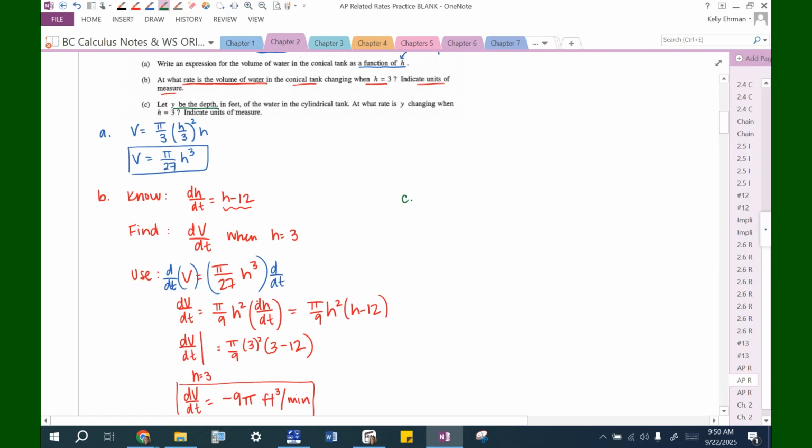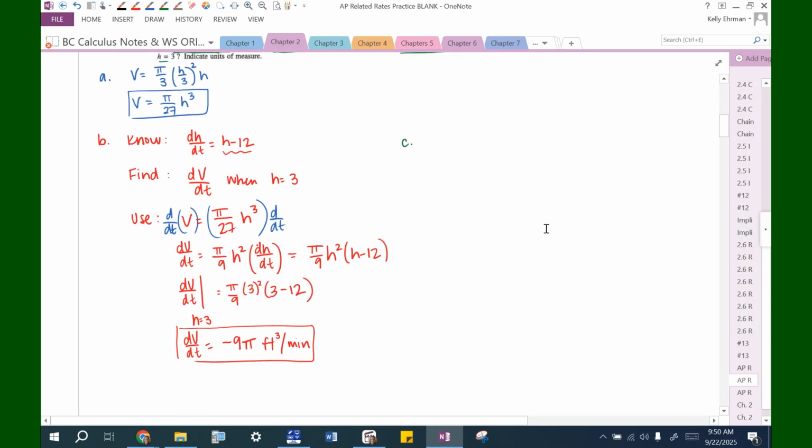Let y be the depth in feet of the water in the cylindrical tank. At what rate is y changing when h equals 3? Indicate units of measure. So this is another know, find, use, but we're not explicitly told a lot of the information that we actually do know for this. So what kind of stuff do I know?